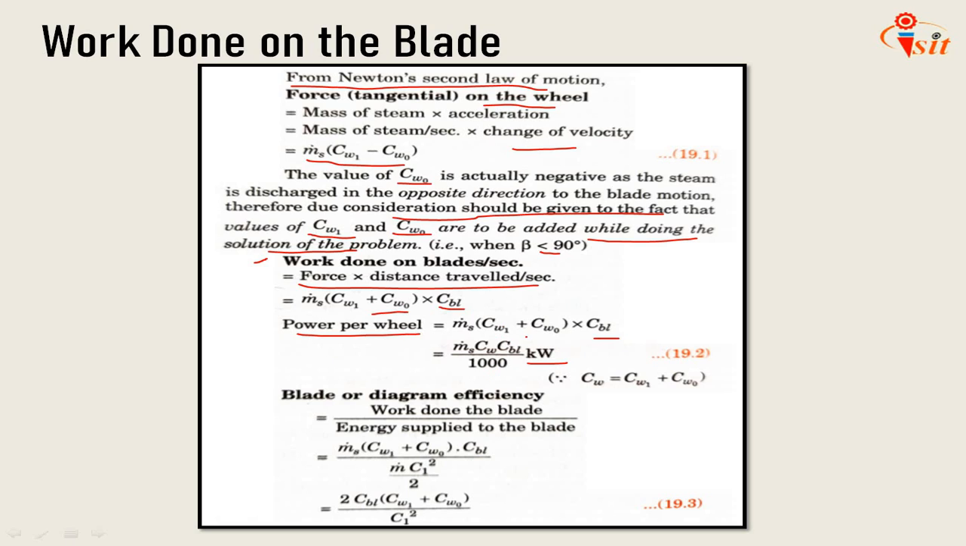Here we are considering CW1 plus CW0, that is CW, since CW equals CW1 plus CW0. Now blade or diagram efficiency is calculated using the equation: work done on the blade divided by energy supplied to the blade, that is output divided by input. Work done we have calculated here: ms CW1 plus CW0 times CBL, divided by energy supplied to the blade, that is kinetic energy m C1 square by 2.